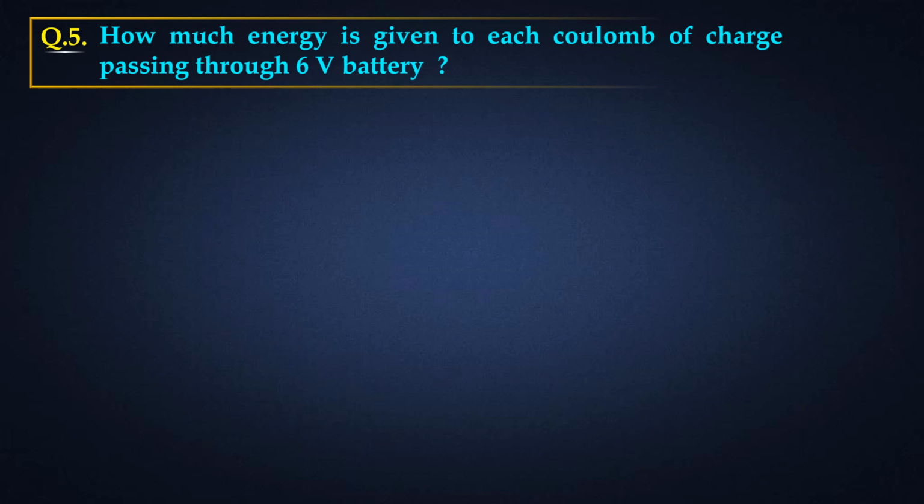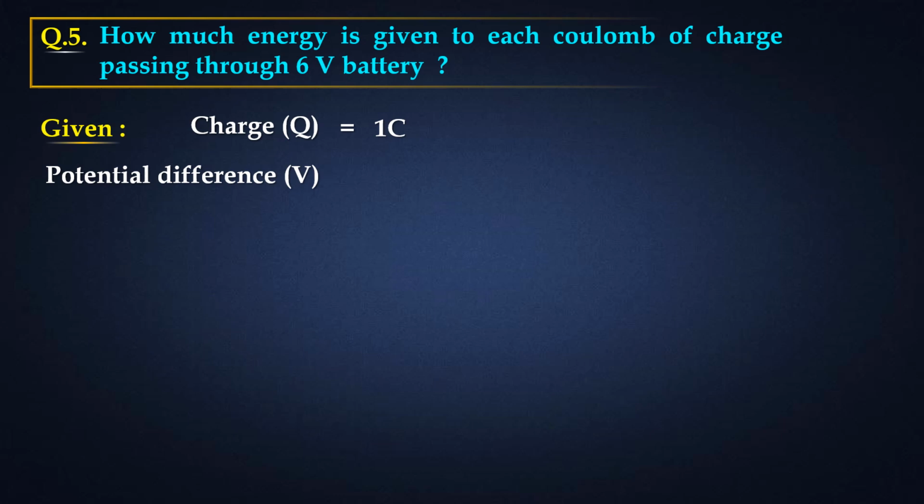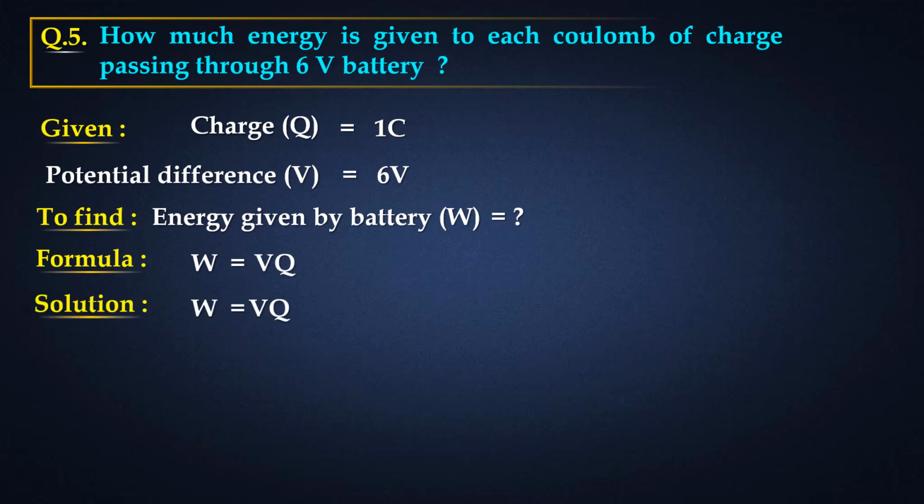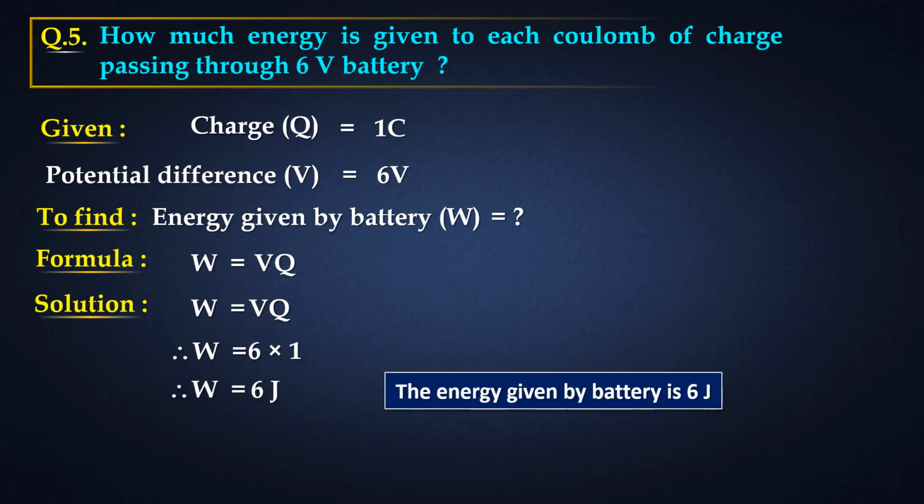Now question number 5. How much energy is given to each coulomb of charge passing through 6 volt battery? Given charge Q is equal to 1 coulomb, potential difference V is equal to 6 volt. To find energy given by the battery is W, or work done is equal to question mark. Formula W is equal to VQ. Solution W is equal to VQ. Therefore, W is equal to 6 multiplied by 1 is equal to 6 joule. So your answer is the energy given by battery is 6 joule.